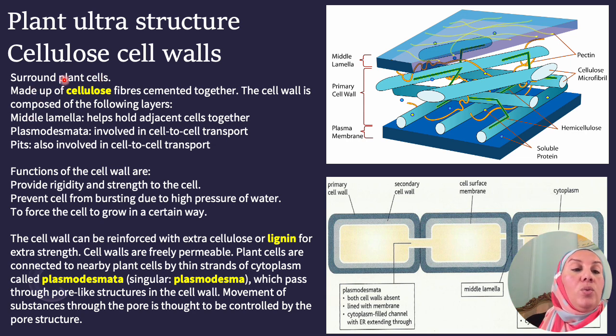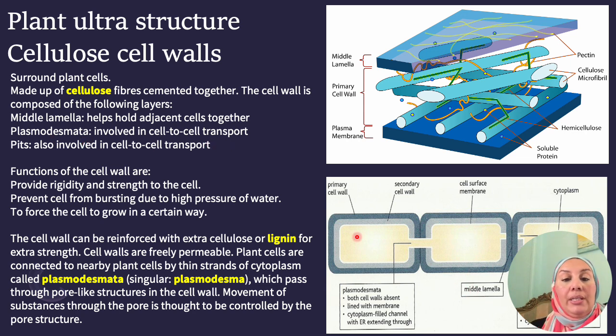Now, the cellulose cell wall surrounds all plant cells. The main chemical that makes up the cell wall is cellulose, and these are fibers that are cemented together. The cell wall is composed of many layers. The middle lamella is the part that holds adjacent cells together. So that's a layer that is between cells, and here you can see the thin black line between these two cells, this is what we call the middle lamella.